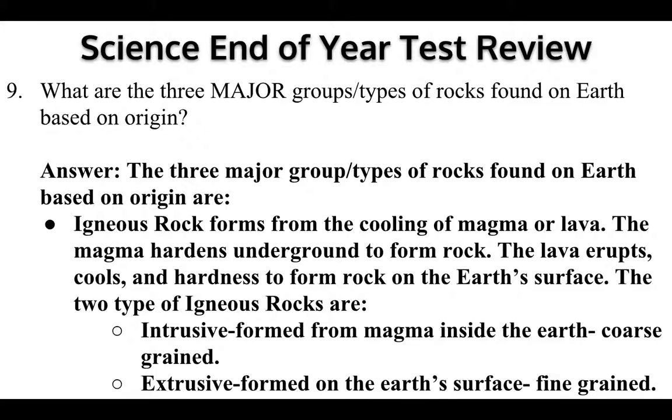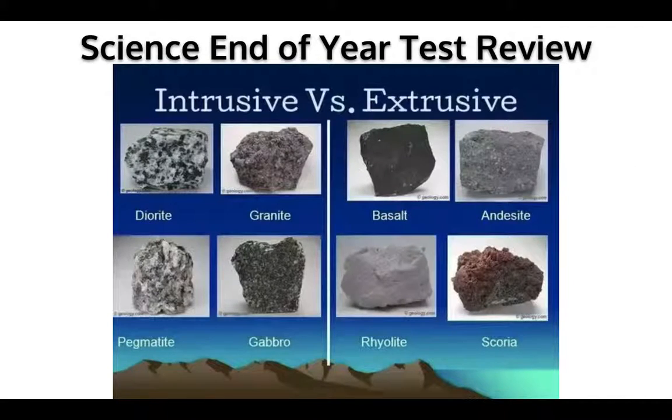Again, difference between magma and lava. Magma is hot molten rock beneath the Earth's surface. Lava is hot molten rock on the Earth's surface. Here's an example, intrusive versus extrusive.